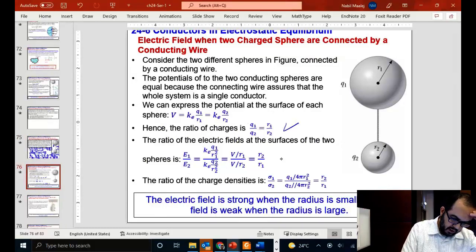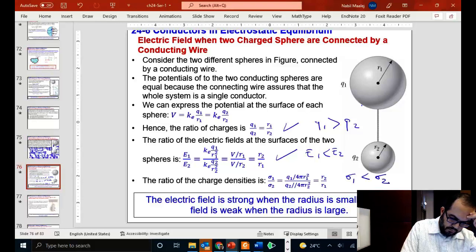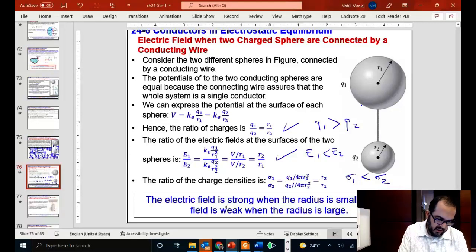So, Q1 over Q2 is R1 over R2. E1 over E2 is R2 over R1. So here, E1 is less than E2. This is the electric field at the surfaces. We determined Q1 is more than Q2, and we determined that Rho1, the charge per unit area, is less than Rho2. So from this we can say the electric field is strong when the radius is small. Notice the electric field E2 was larger than E1, and the field is weak when the radius is large. Also we notice that the charge per unit area for the larger sphere is smaller than the charge per unit area for the smaller sphere.